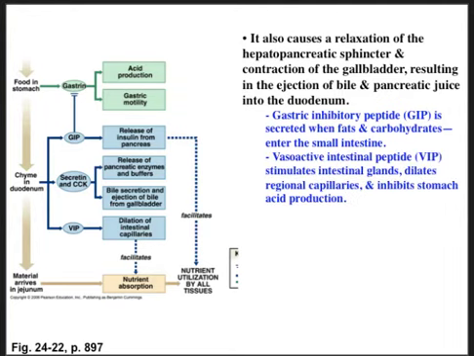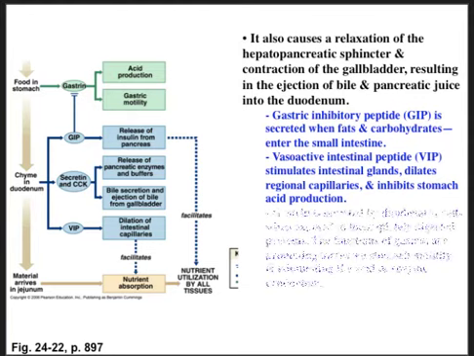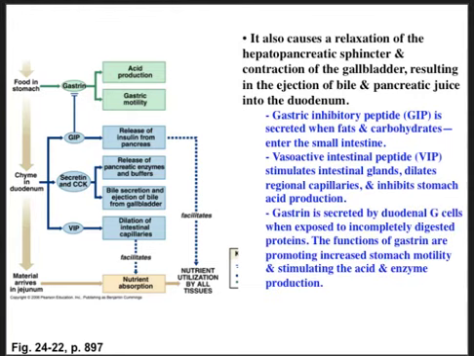that stimulates the intestinal glands, dilating regional capillaries and inhibiting stomach acid production. Gastrin is made by the G cells in the stomach lining when they're exposed to incompletely digested protein. The function of gastrin is to promote increased stomach motility and to stimulate the acid and enzyme production inside the stomach so that we can more effectively break down the food that's in there. Okay, so this is a hormonal signal that tells the stomach you're not quite done with the job yet.